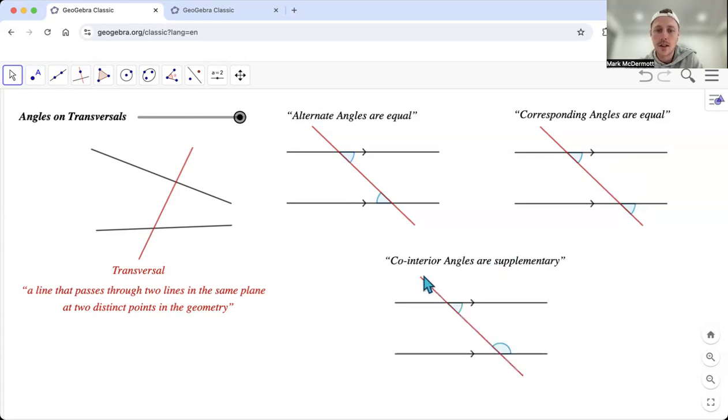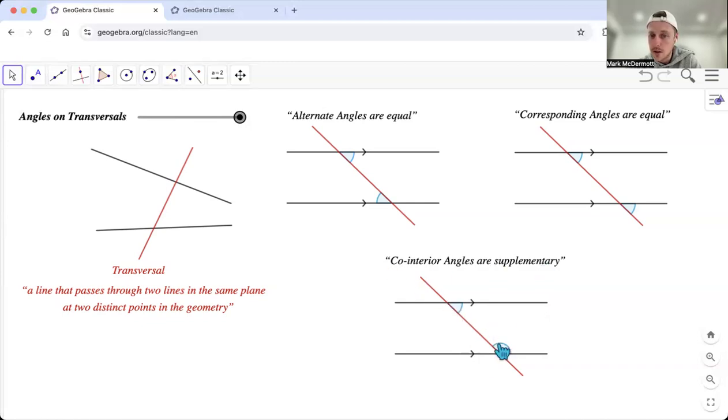And the other thing we're going to say is what's called co-interior angles. So co meaning two, interior meaning on the inside. So co-interior, so that's going to be this angle and this angle here are supplementary, which means they add to 180 degrees. And that's not the only co-interior angles we could have. If we had this angle here and this angle down here, we'd also say that they are co-interior. So we can say that co-interior angles are supplementary.